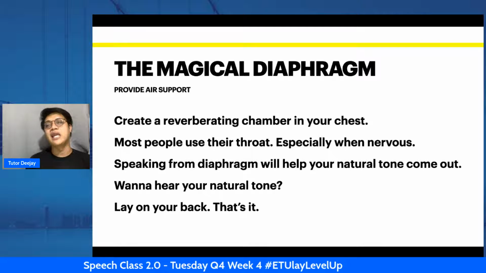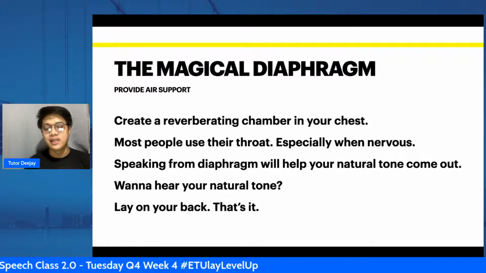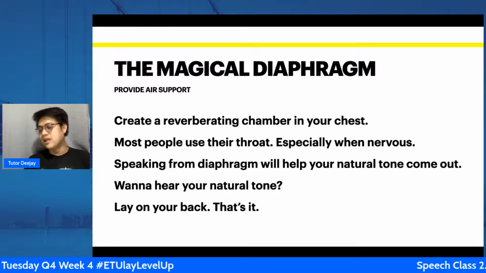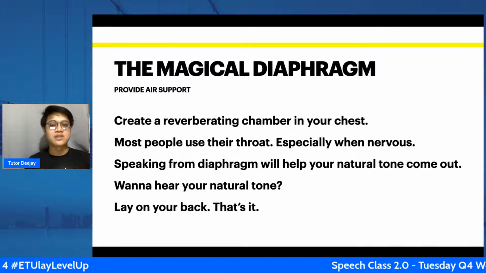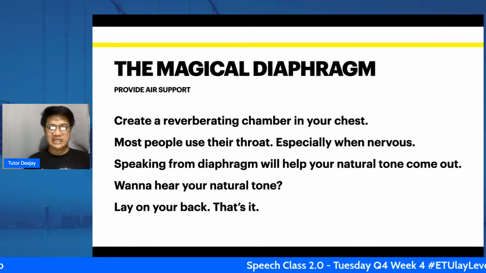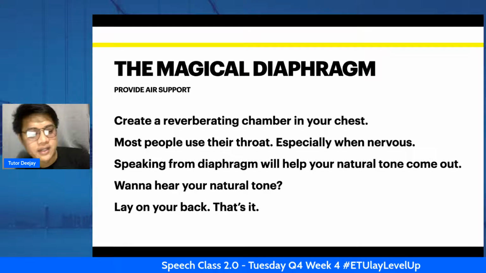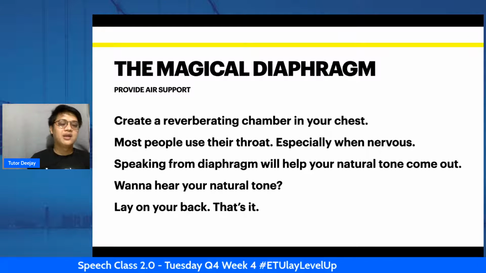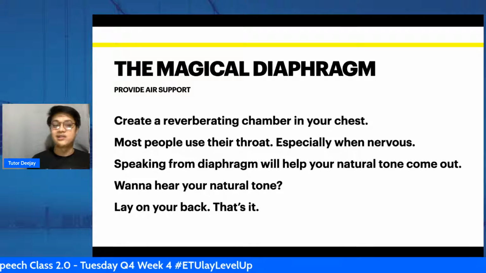Nakikita nila na mukhang nahihirapan si speaker. Sana ginamit na lang niya yung natural tone of voice niya instead of pretending to have such a deep voice, right? Hindi natin dapat ganun. Dapat, we should learn to practice speaking using our diaphragm.